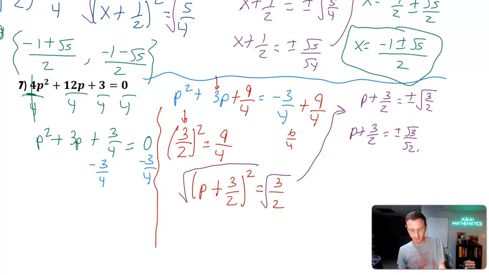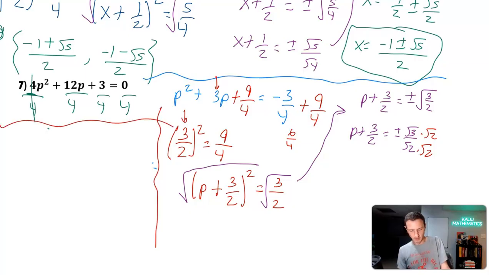So I'm going to rationalize this by multiplying by square root of 2. I'm going to erase this stuff here. So p plus 3 over 2 equals positive and negative square root of 6 all over 2. Because square root of 3 times square root of 2 is square root of 6. Square root of 2 times square root of 2 is just 2. And then now I can subtract the 3/2, and we'll be in pretty good shape from here.